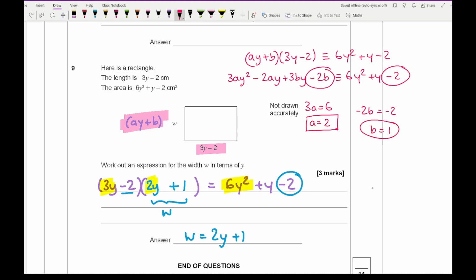So then if I substitute these two things into this here, I end up with 2y plus 1, which is exactly what I wrote down as my final answer.